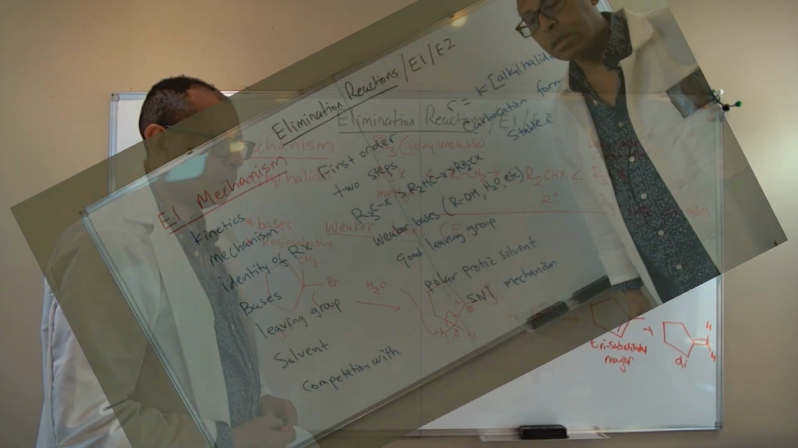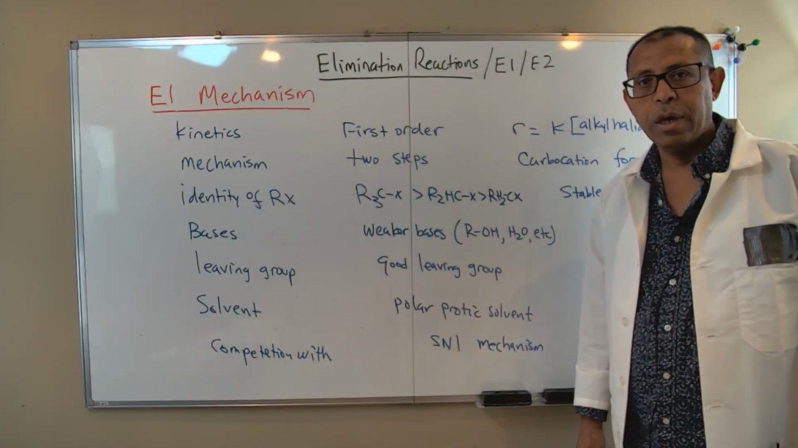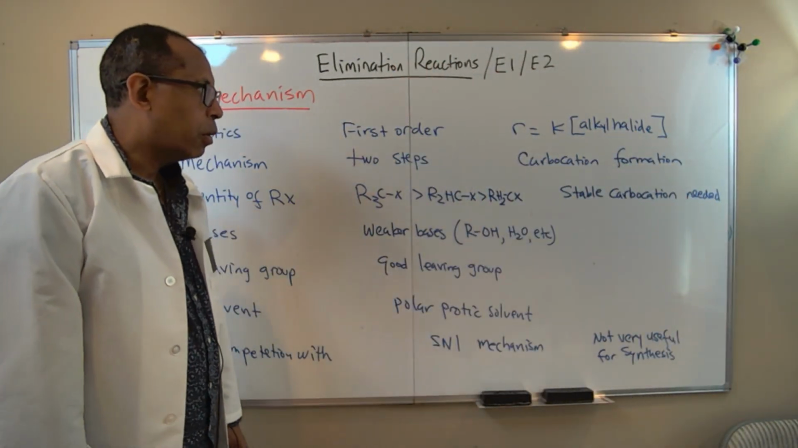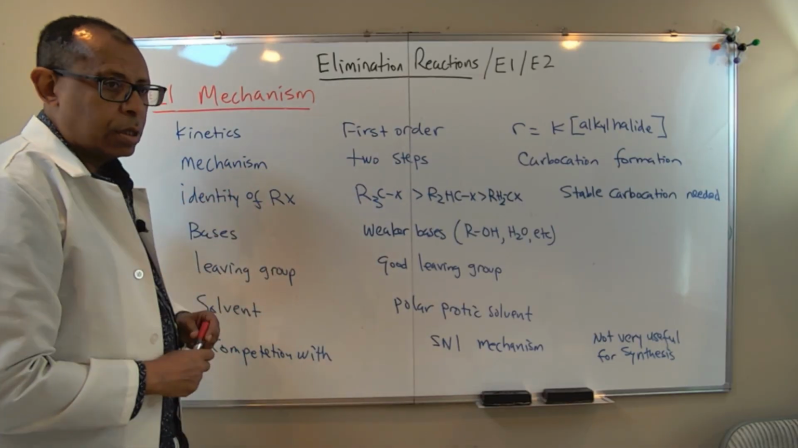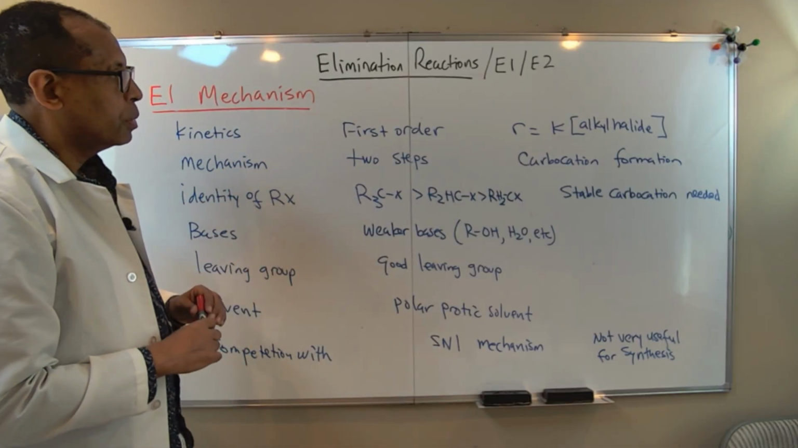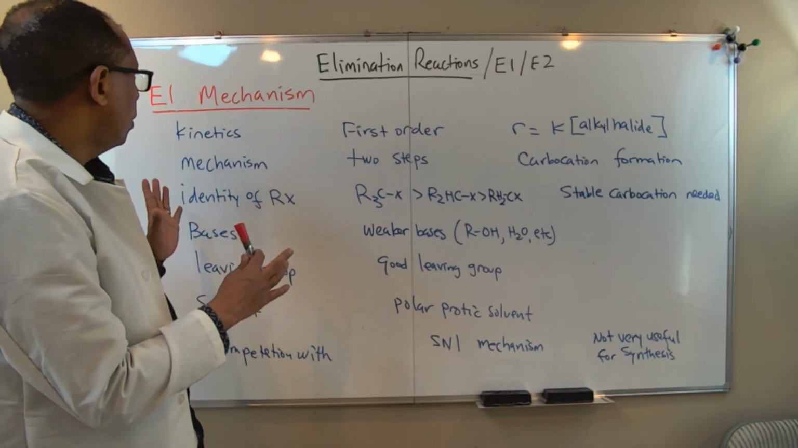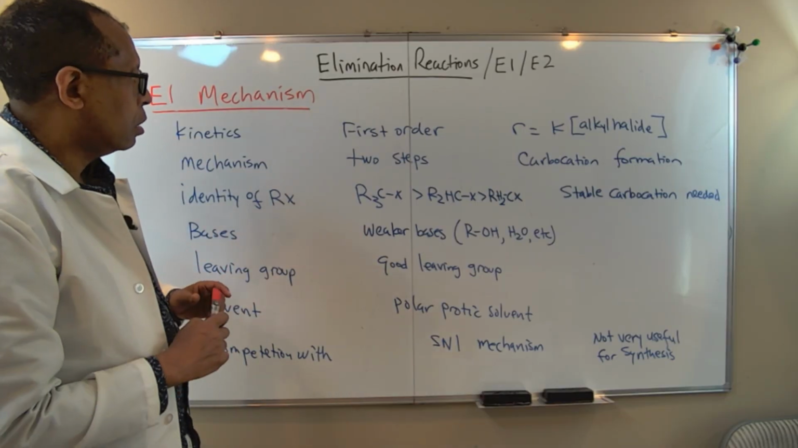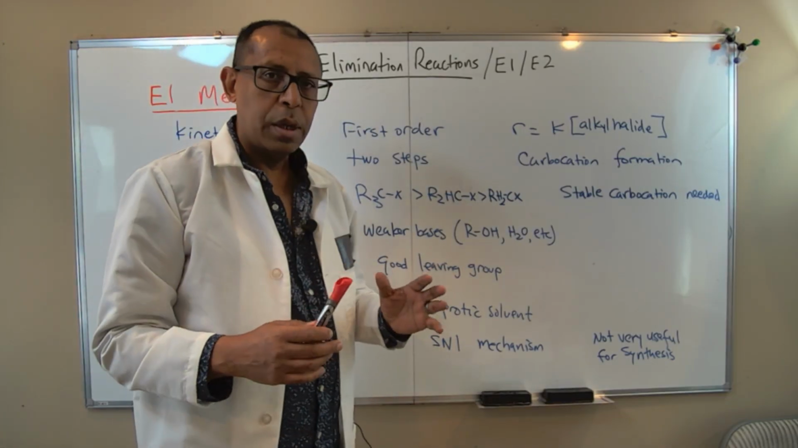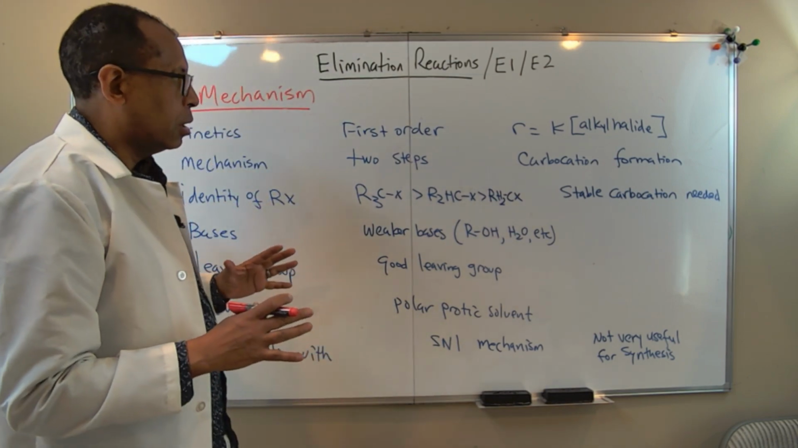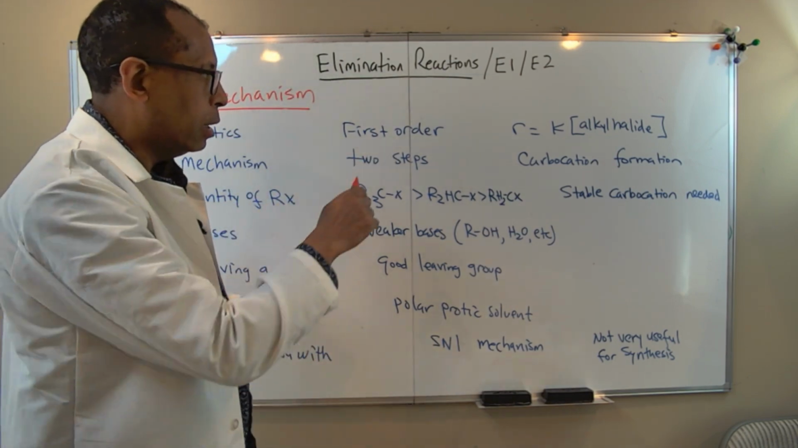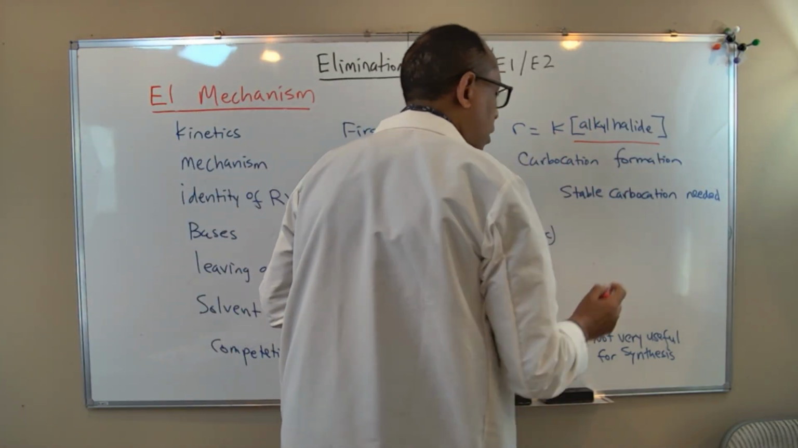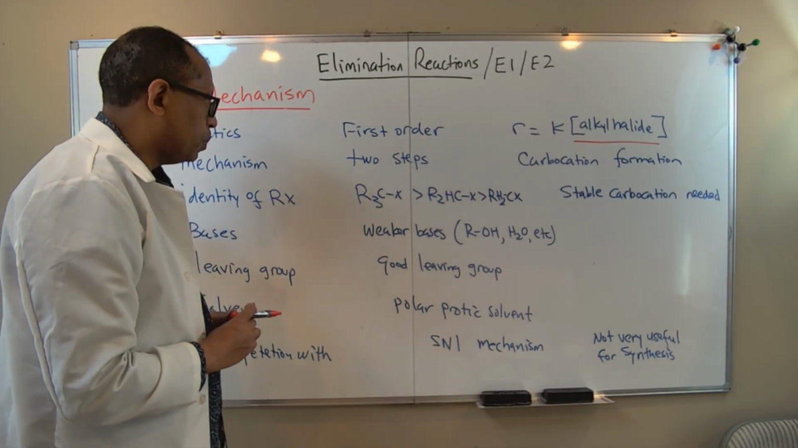Let's summarize the E1 mechanism. So far we have seen all the details of what's required in the E1 mechanism of reaction. This is the summary of the E1 mechanism, which would conclude all about the E1 reaction mechanism. In terms of kinetics, it's a first order reaction. That means in the transition state, only the alkyl halide is implicated. That means the rate is dependent only on the concentration of the alkyl halide.